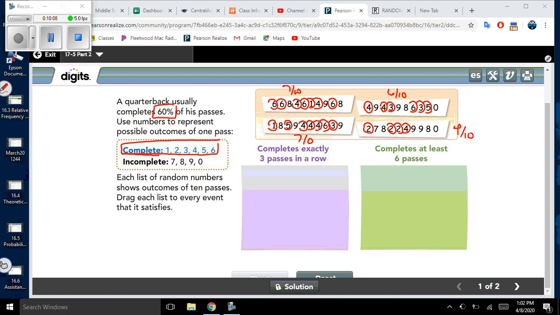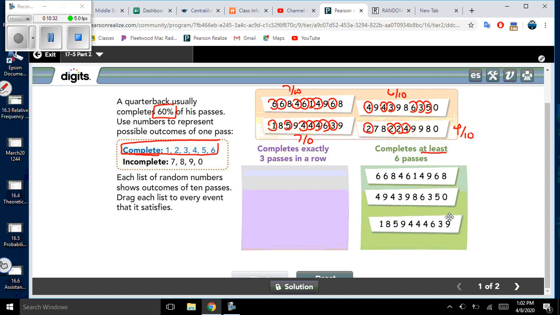Now, by doing that, what we can do is say, hey, in which of these scenarios do we complete at least 6 passes? That's 6 or more. So the ones that are 6 or more should be the 3 that you see us having marked. Here's one of them. Here's another one, because we had exactly 6 out of 10 there. And here's another one, exactly 6 out of 10.